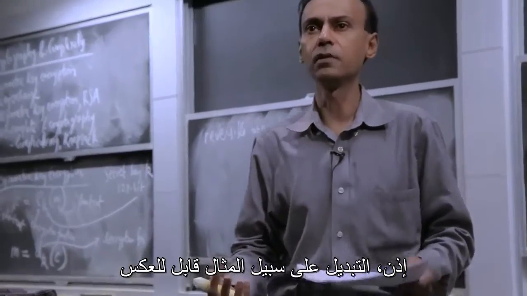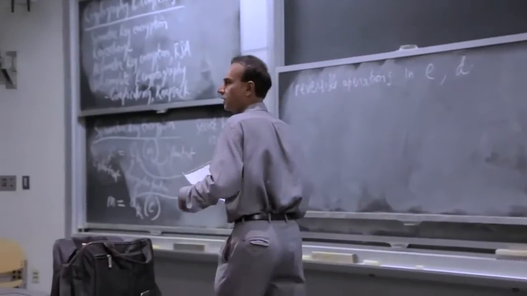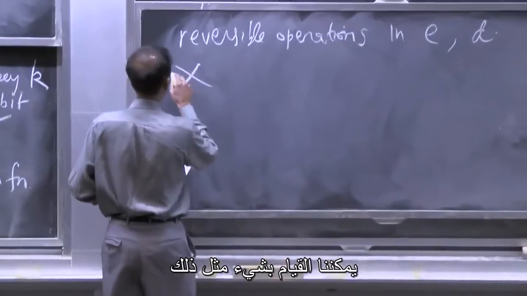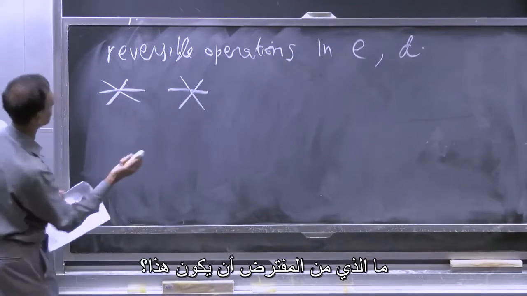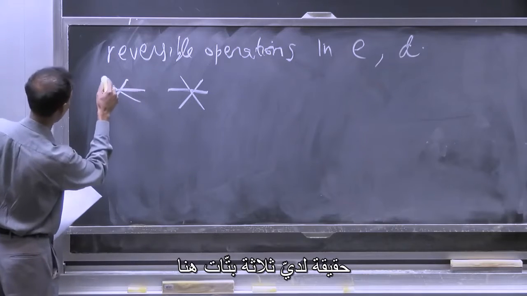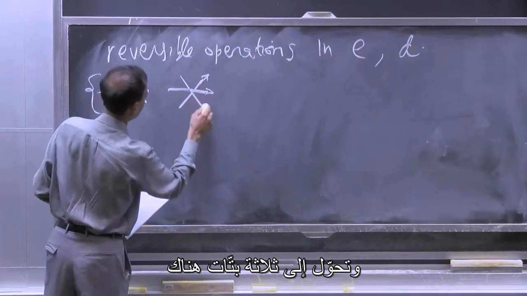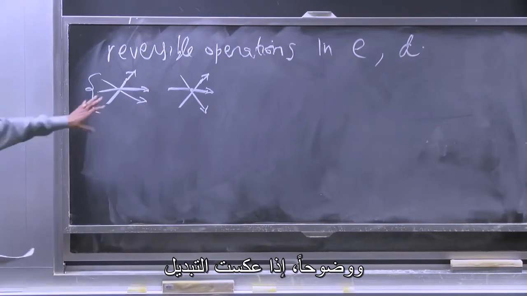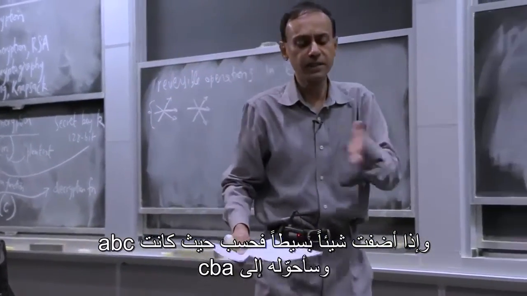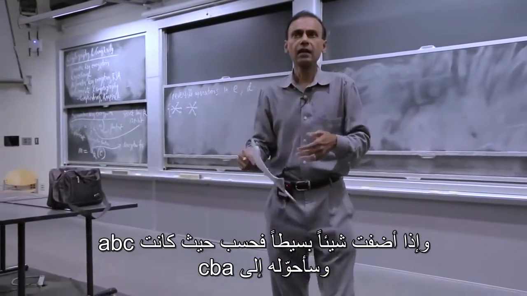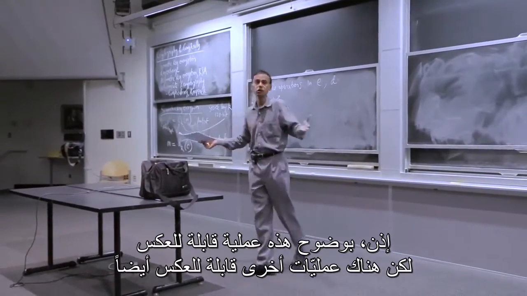So permutation, for example, is reversible. You can always take something and permute it, and you can go backwards, right? So you could do something like that, and the reverse looks like that. It's the fact that I have 3 bits here, and they turn into 3 bits over there. And if I had a simple thing where it was ABC, and I convert it to CBA, then CBA can go back to ABC through the reverse permutation. So clearly, this is a reversible operation.